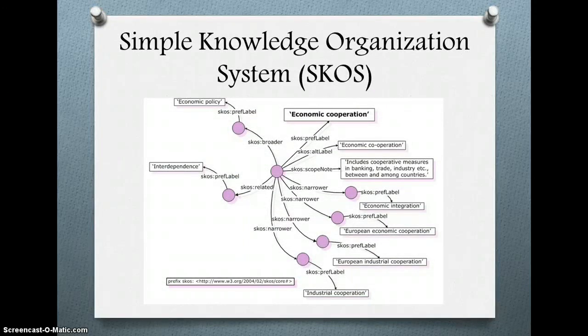Here is an example using SKOS coding and core vocabulary in a semantic web search. In this case, the term we're searching for is economic cooperation. Preferred label, that's the main search term, but it also comes up with an alternate label of economic cooperation with a hyphen. Then we have scope note, which says it includes cooperative measures in banking, trade, industry, etc. between and among countries. Next we move on to narrower terms, which has a preferred label of economic integration, European economic cooperation, European industrial cooperation, and industrial cooperation. A related term comes up with the preferred label of interdependence, and a broader search term comes up with the preferred label of economic policy.